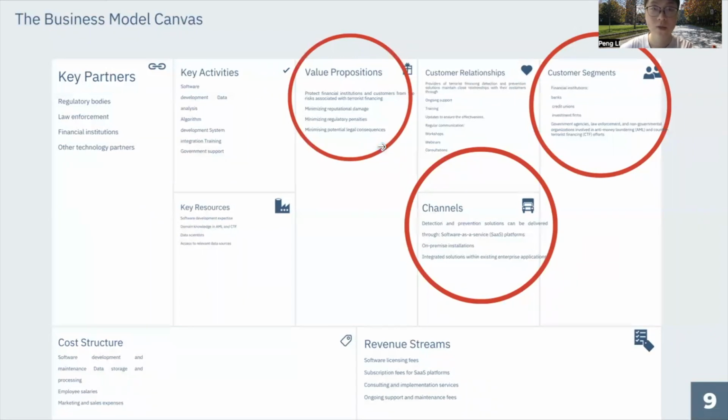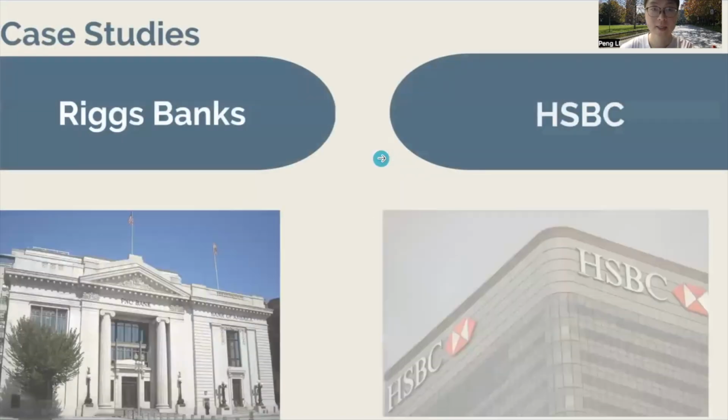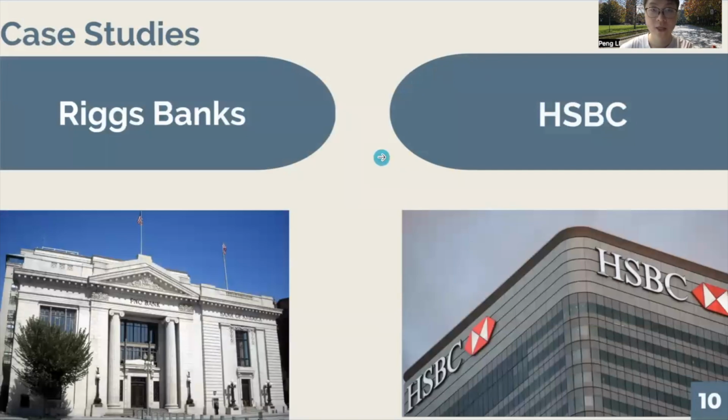Then I want to present to you two landmark case studies, Riggs Bank and HSBC, and their unfortunate failures in detecting and preventing terrorist financing. Both institutions highlight a crucial lesson: the imperative need for strong anti-money laundering and counter-terrorist financing controls.